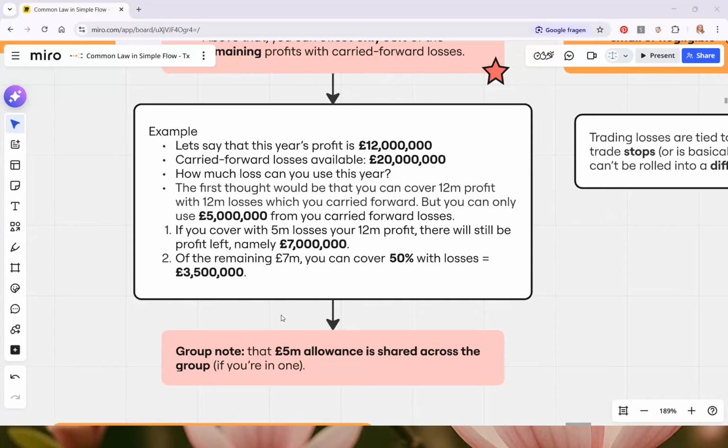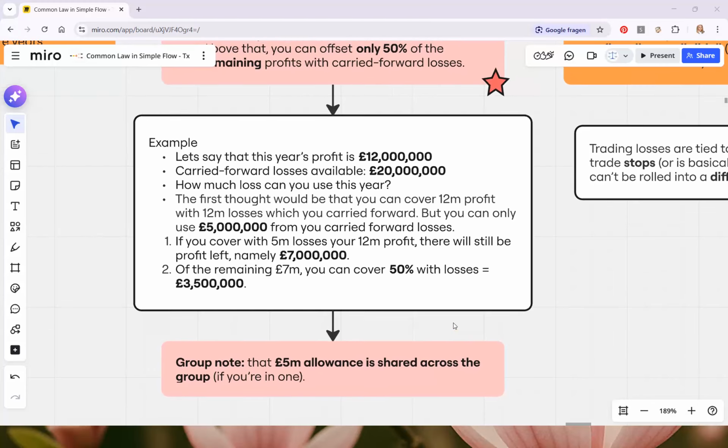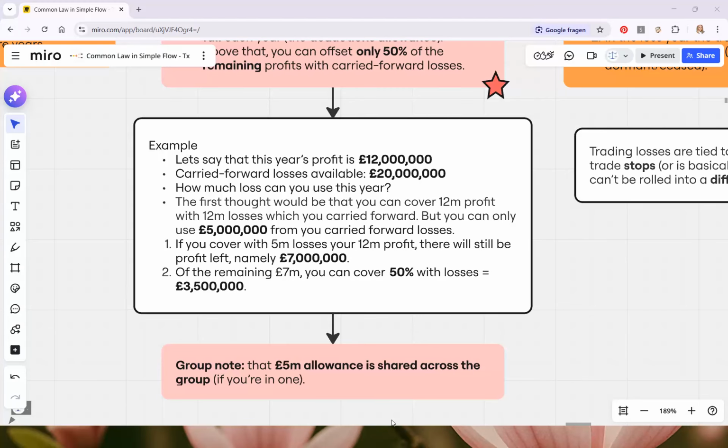So important is that the 5 million allowance is shared across the group if you are in one. With the group, I mean the company group, so parent and its subsidiaries.